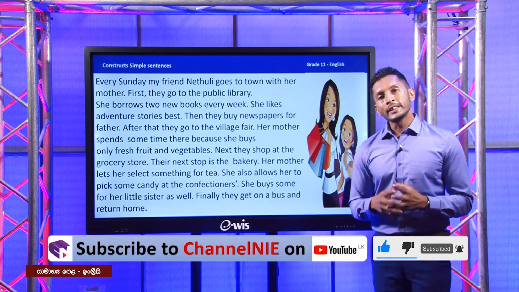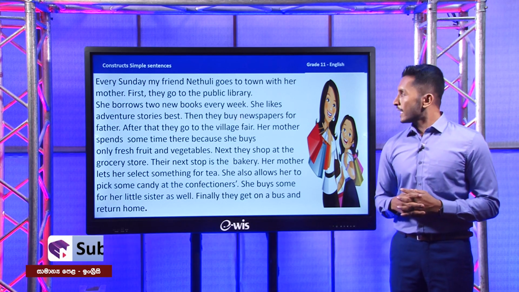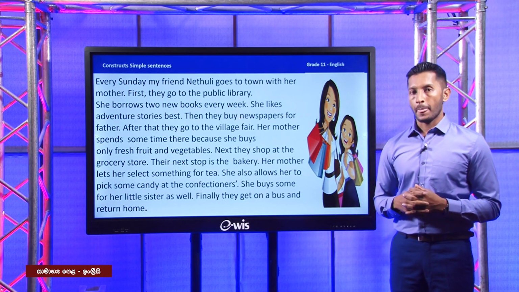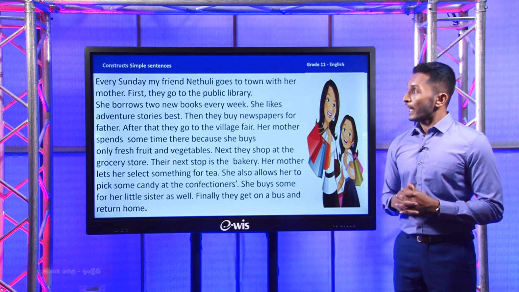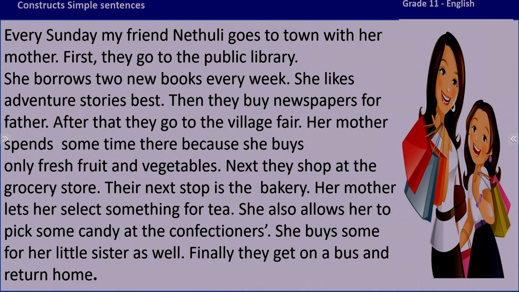Now, to do the next activity, I have taken Nethuli's description once again. Let's read it quickly. Every Sunday, my friend Nethuli goes to town with her mother. First, they go to the public library. She borrows 2 new books every week. She likes adventure stories best. Then they buy newspapers for father. After that, they go to the village fair. Her mother spends some time there because she buys only fresh fruit and vegetables.